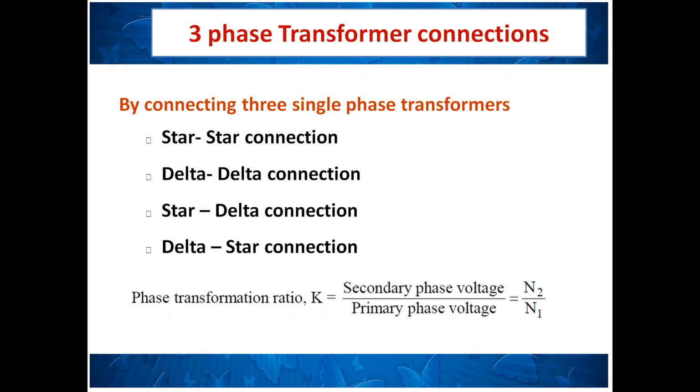or phase transformation ratio, the per-phase turn ratio. It means secondary phase voltage by primary phase voltage, and this N2 by N1 is the phase winding turns. It is only one coil. There are 3 primaries, so we have a per-phase number of turns. That's why it is a phase turn ratio. Please remember, when we calculate the turn ratio of a 3-phase transformer, we take the per-phase value.